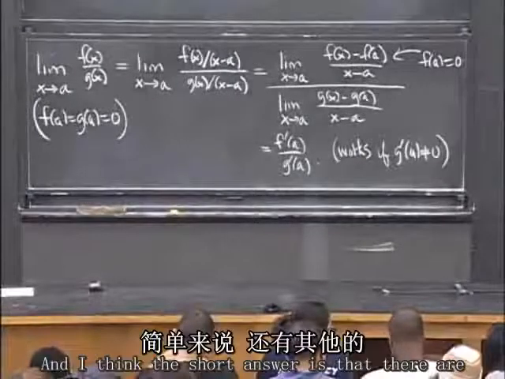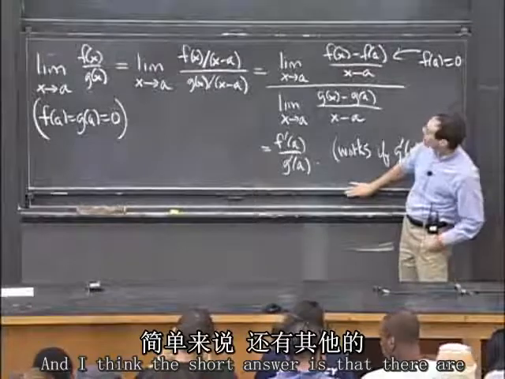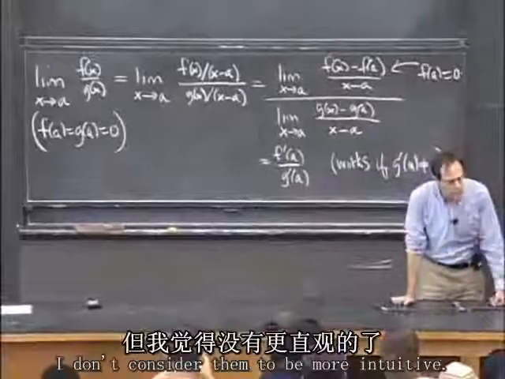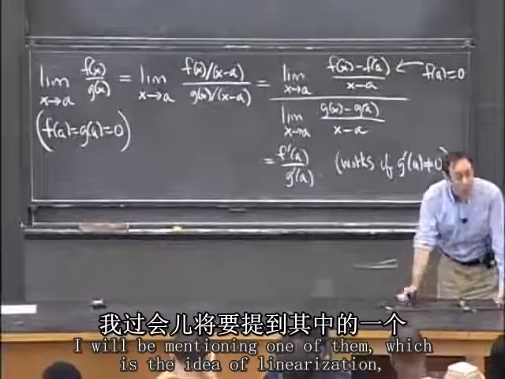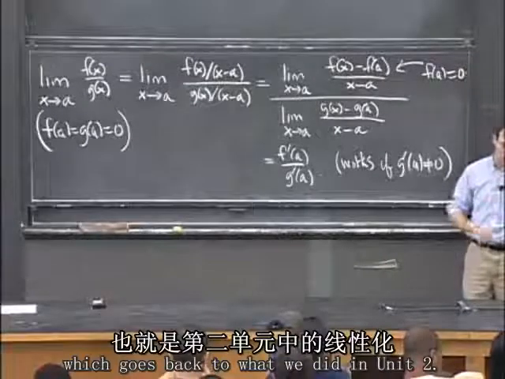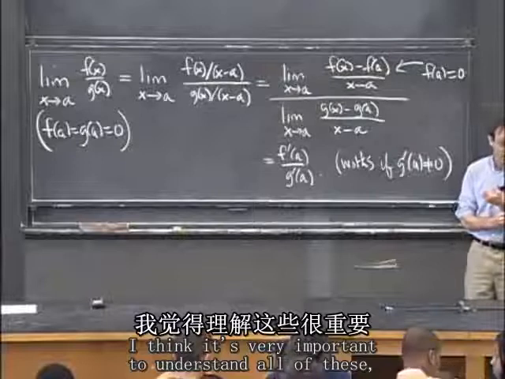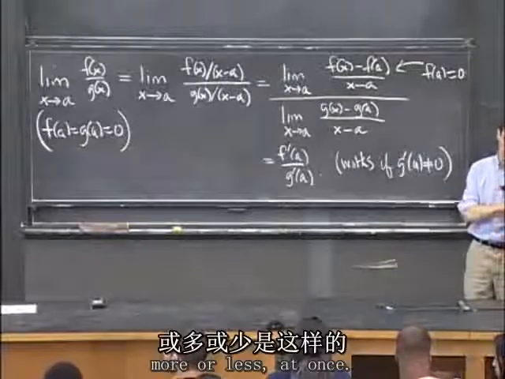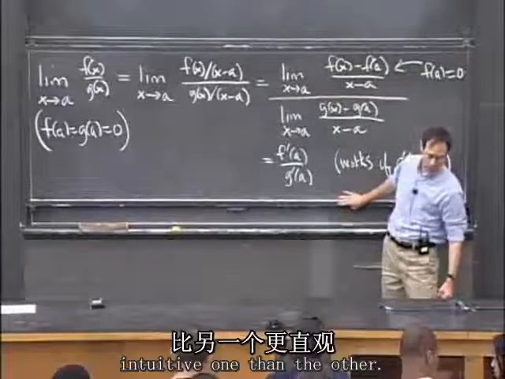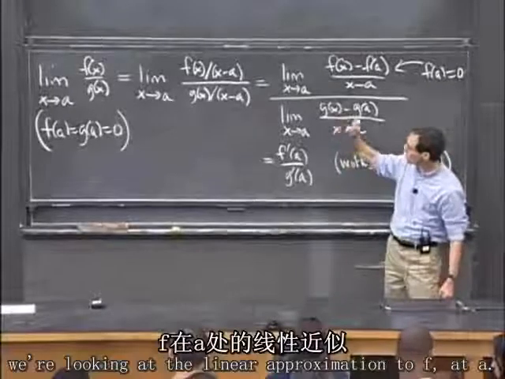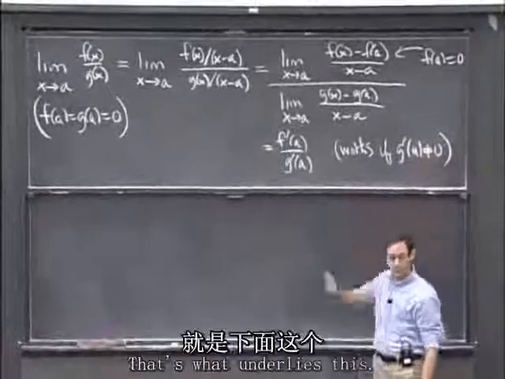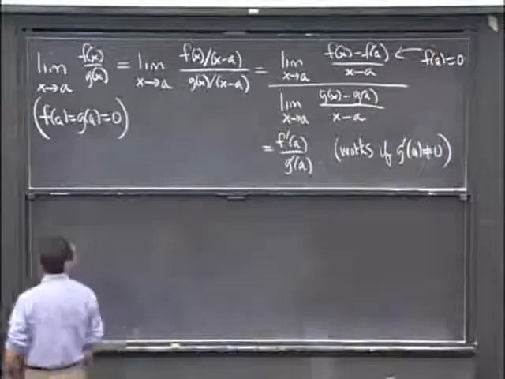And I think the short answer is that there are other similar ways. I don't consider them to be more intuitive. I will be mentioning one of them, which is the idea of linearization, which goes back to what we did in Unit 2. I think it's very important to understand all of these more or less at once. But I wouldn't claim that any of these methods is more intuitive than the other. All right? But basically what's happening is we're looking at the linear approximation to f at a and the linear approximation to g at a. That's what underlies this. All right.